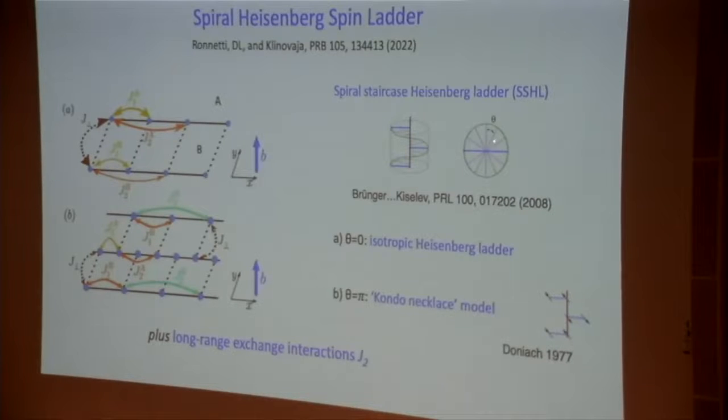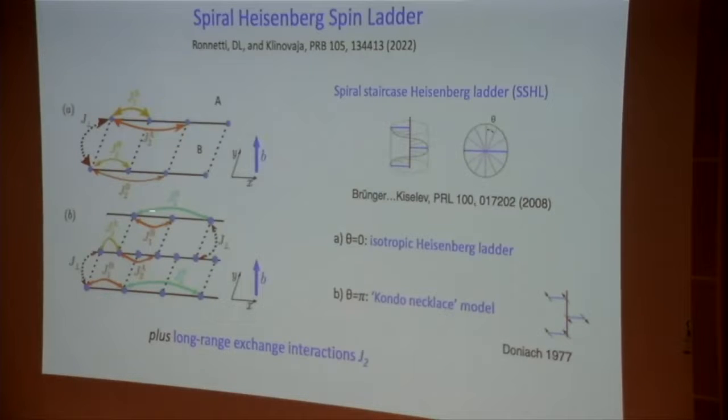Seen from the top, you have an angle theta. This case here corresponds to theta equals 0, the isotropic Heisenberg ladder, and another one, if theta is pi, carries the name of a Kondo necklace model. It's actually a model which goes back very much in time to Doniach, looking at some Kondo model, but now it's also used for this system. And there are some experimental compounds which are claimed to come close to this system.